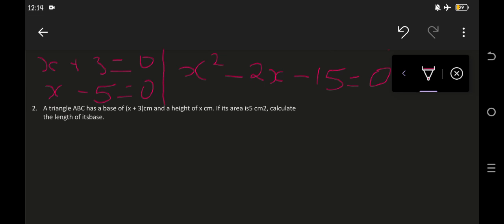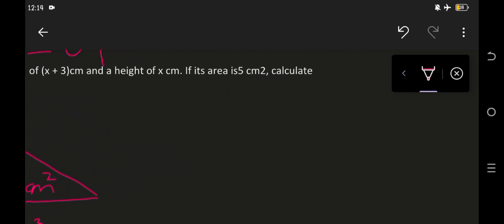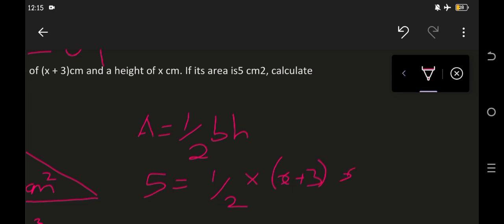So let us draw the triangle and then represent the information that we have. So this is the diagram that is representing our information. Remember how we calculate the area of a triangle? Area is equal to a half times base times height. Let us substitute our information. That is 5 is equal to a half times the base is x plus 3 times the height is x times x.